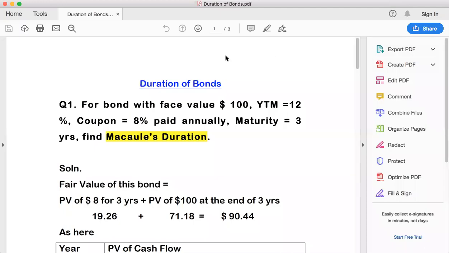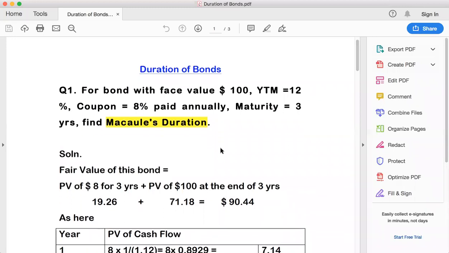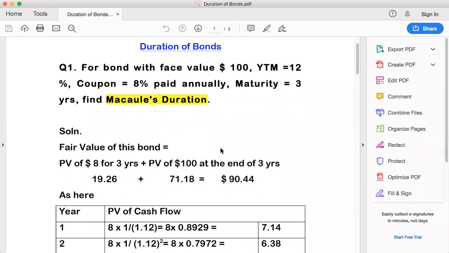Hello friends, welcome back. So today we are going to discuss an important concept in finance, which is called the duration of bonds. This concept of duration is very important in security analysis and portfolio management part of the finance. So we'll try to understand this concept, which is seemingly tricky, but is super easy, as will come out from these four problems that we are going to solve here, right?